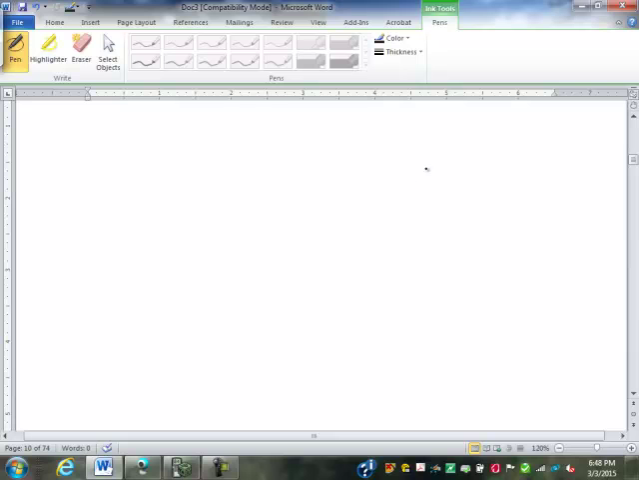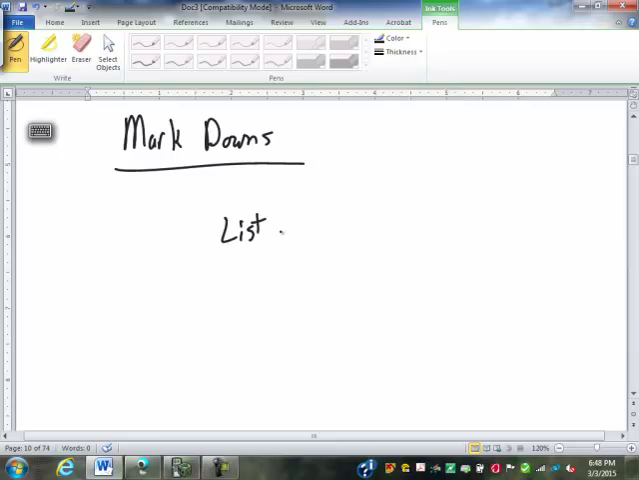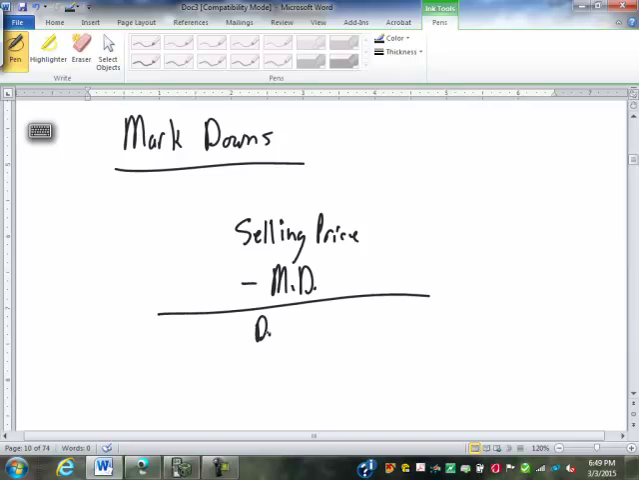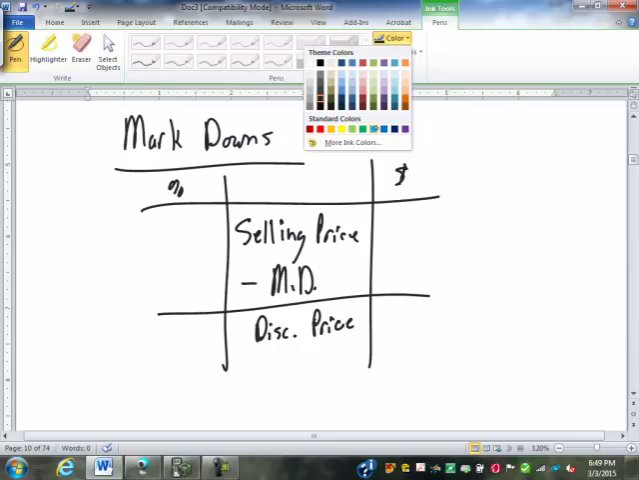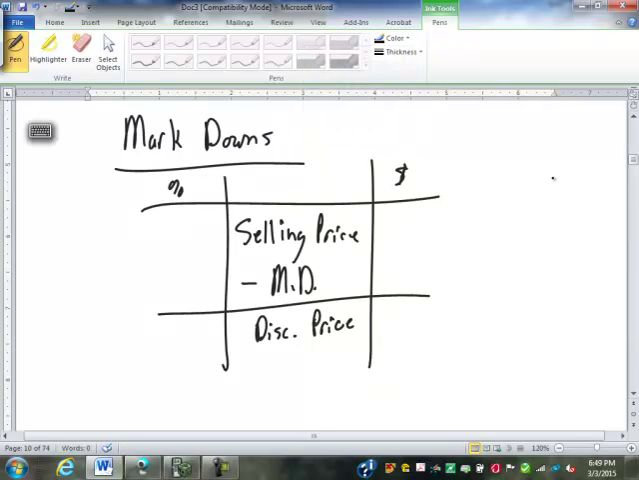Let's talk about markdowns. Markdowns are really quite simple. A markdown can go in the same type of table if we want to, where we can have the original price, which is the normal selling price, minus a markdown gives us the discounted price. And percents and dollars again. So let me give you an example here.